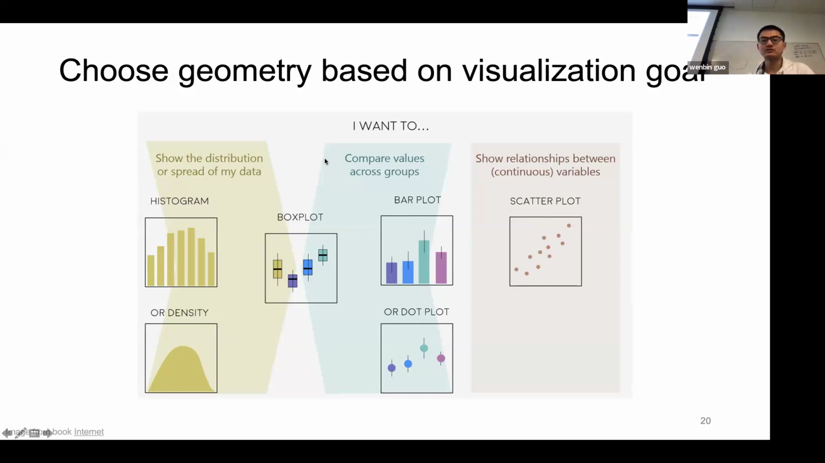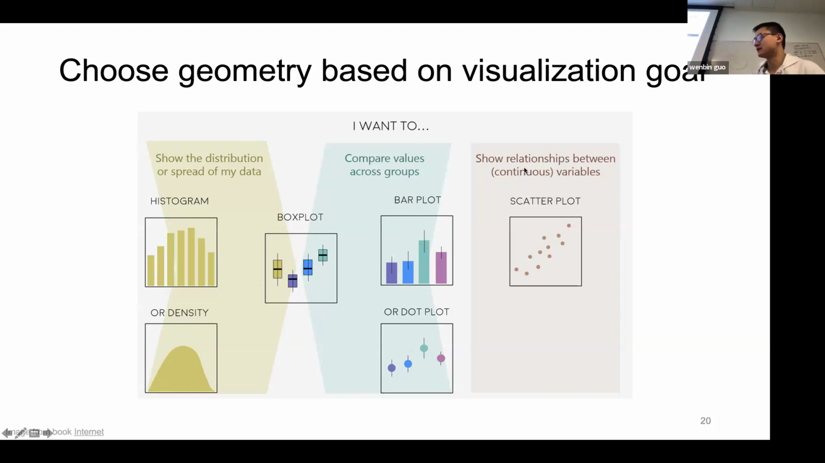So basically, if you want to show the distribution, you can consider the histogram or the density plot. If you want to do some kind of comparison but also show the distribution, you can use the box plot or even the violin plot. And if you want to compare across groups, then a bar plot or even a dot plot should be your choice. And as I mentioned for the error bar, you can use the error bar with the bar plot or even with the dot plot.